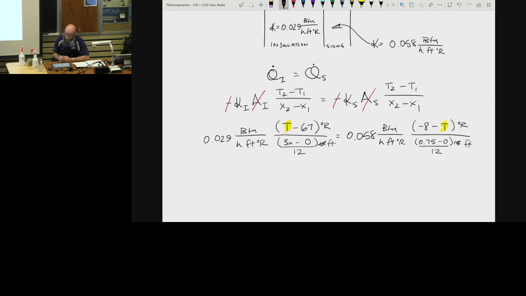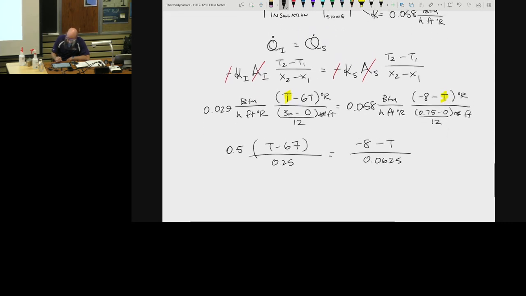Okay? So if we solve this, it's just a bunch of algebra. We solve this. I'm going to divide through here by 0.058. So 0.029 divided by 0.058. I'm not going to worry about units because it's okay. 0.5 times t minus 67. 3 divided by 12 is 0.25, of course. Then we're going to have negative 8 minus t all over 0.75 divided by 12, which is 0.0625. Okay, what's 0.5 divided by 0.25? Well, that's 2. 2t minus 67 times 2, 134.